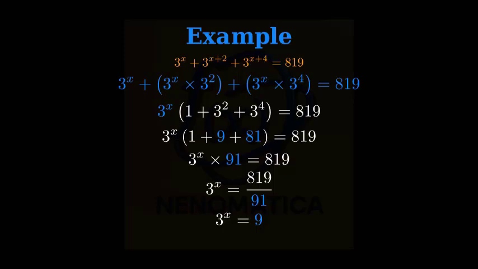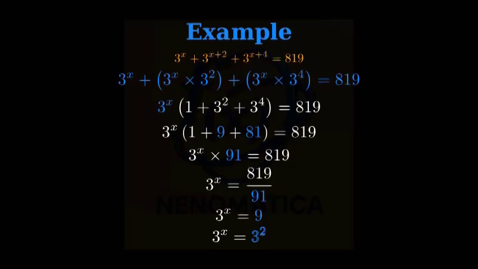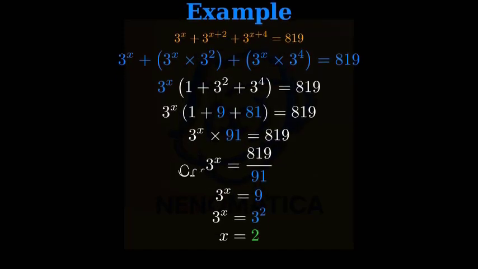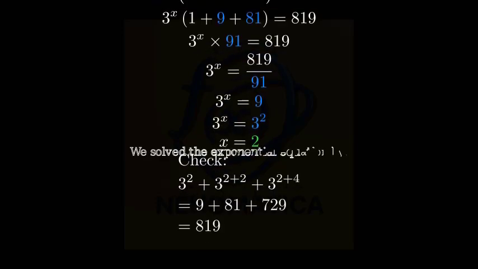Now, we can write 9 as a power of 3. 9 equals 3 squared. When we have the same base on both sides of an equation, we can set the exponents equal to each other. So x equals 2. Therefore, our solution is x equals 2.